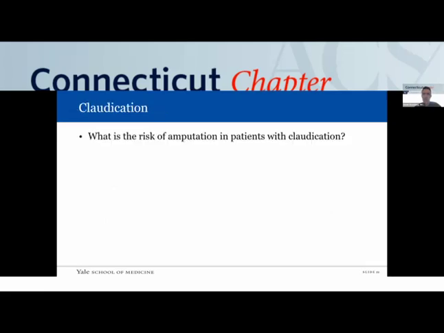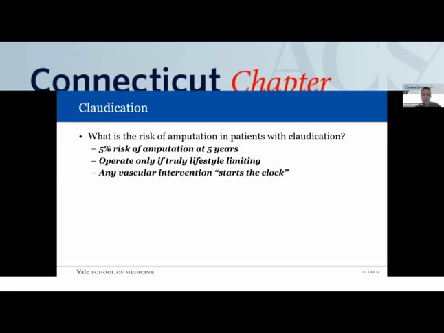So claudication. So what's the risk of amputation in patients with claudication? This is a very common question that we see in clinic, and it's a very worrisome question that patients come in with. And fortunately, the risk is low. It's a 5% risk of amputation at 5 years. And so I tell these patients that the risk of losing their leg is very low, and the risk of transitioning from claudication to chronic limb-threatening ischemia, rest pain, or tissue loss is also in the single digits. It's very low. So we only operate if it's truly lifestyle limiting. And any vascular intervention essentially starts the clock.